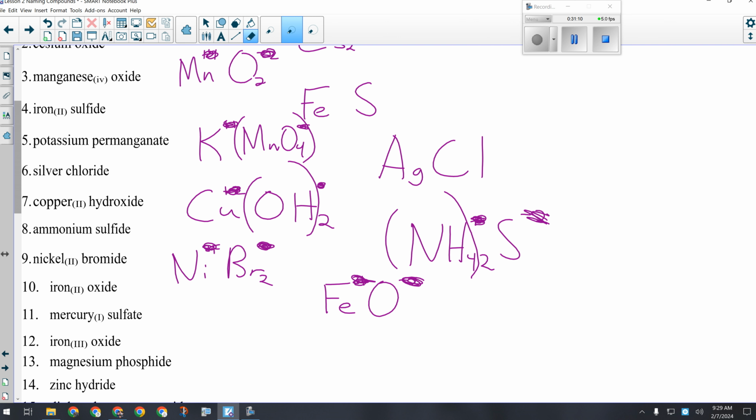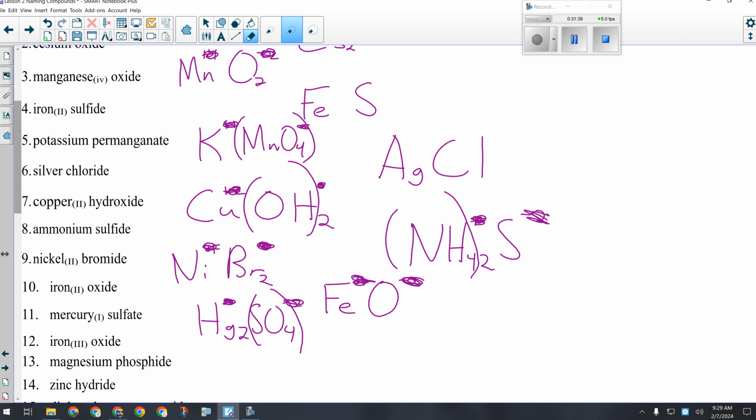All right, number 11, we've got mercury 1 sulfate. So that's Hg plus 1 with sulfate, SO4, which is a -2. So when I drop and swap, the 1 will go here. We don't write 1s. The 2 will go here. Hg2SO4. And if you wanted to, you could put brackets, it would not be wrong, but it is unnecessary to do that.